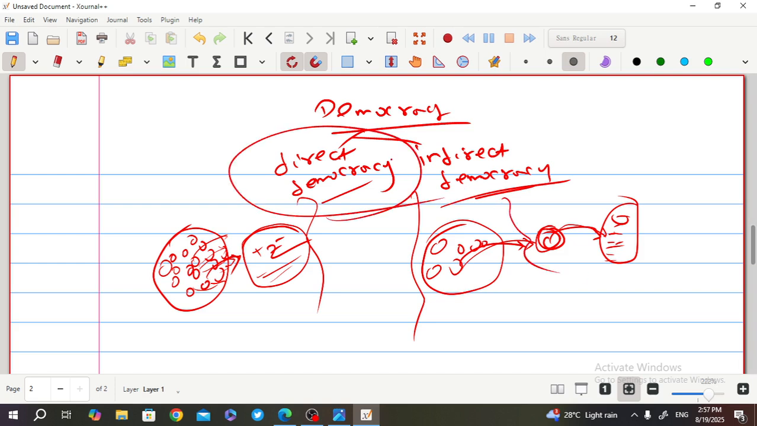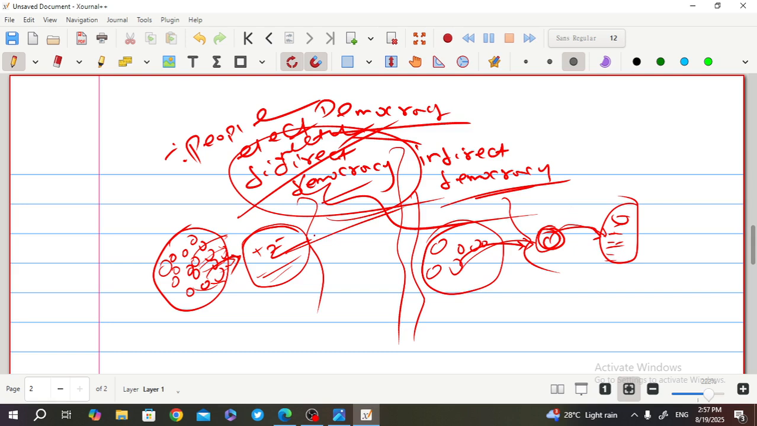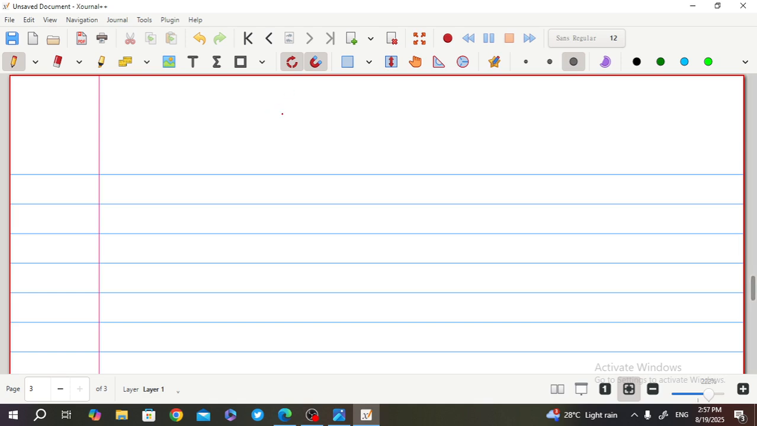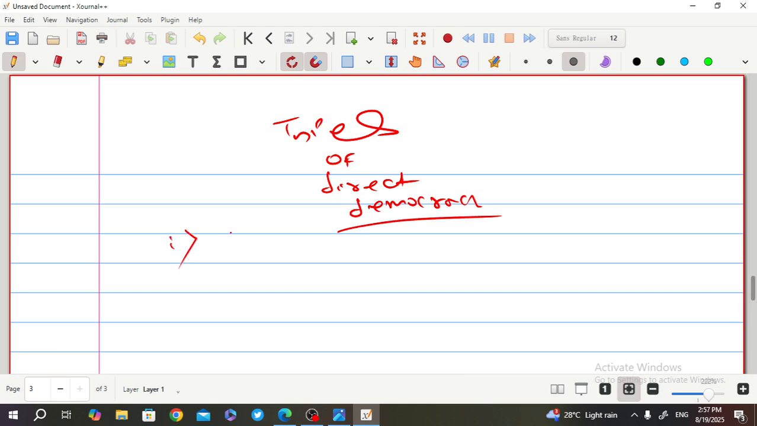Now, diving deeper into direct democracy, there are various types. The key feature of direct democracy is that people elect directly, whatever they want. There is no middleman here. In the case of the cricket team, there is no captain. People decide who will bat, who will bowl, and who will field. So the types of direct democracy: number 1 is referendum.